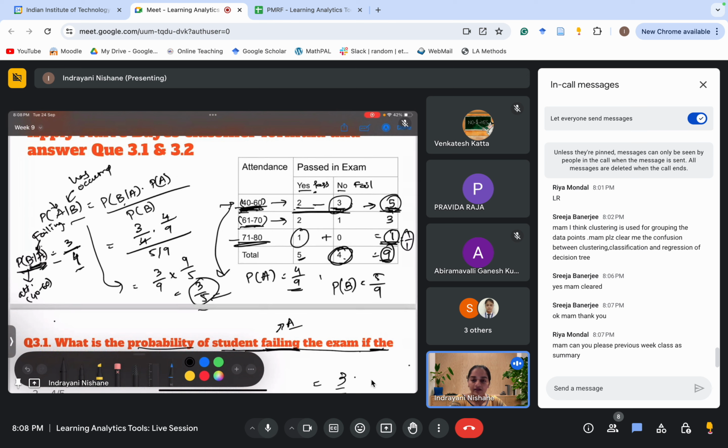So let us consider this example only, attendance and passed in exam. So here there is only one feature, attendance. Based on that, we are trying to predict whether the student has passed or failed. So if we introduce another feature or another variable, say performance in project, what we will do is, there are three branches here for attendance. There are three groups, right? So there are three conditions.